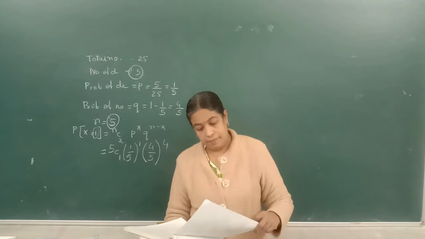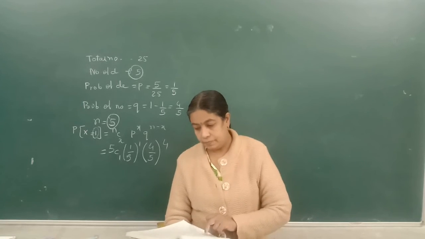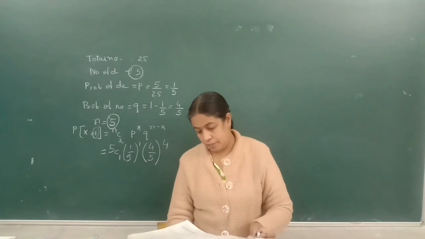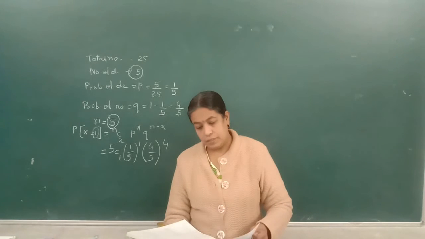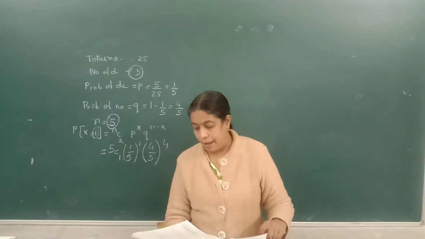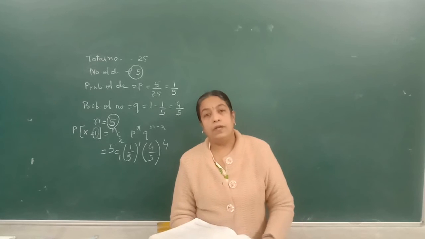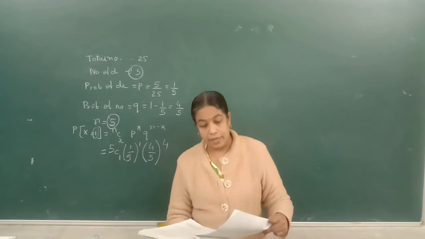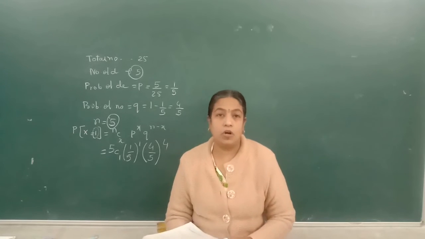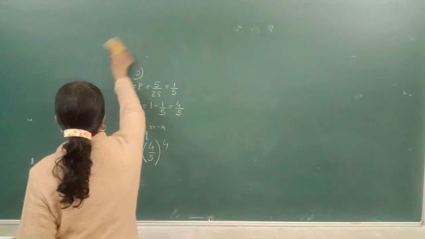Now, next sum. Simple one we will see first, and then we will start with the Poisson's distribution. Now, the probability of guessing correctly. You have to find the probability of guessing correctly at least 6 of the 10 answers in a true or false objective test.